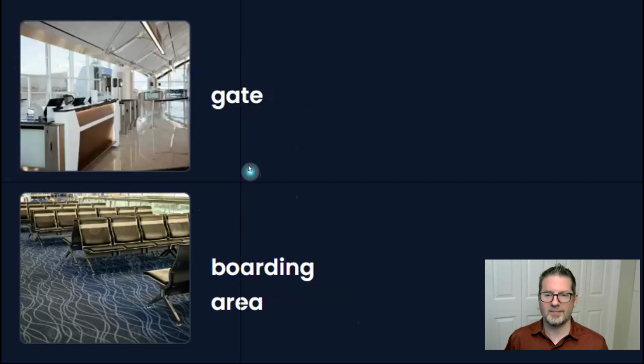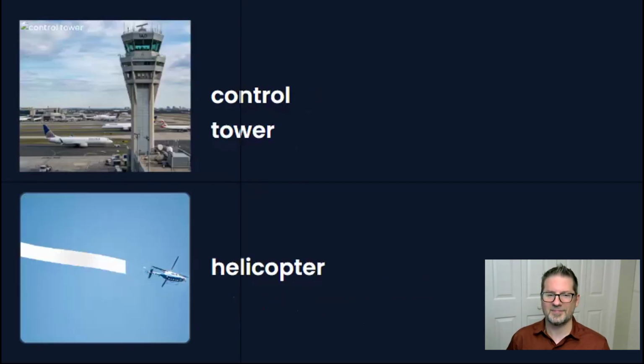Gate. My flight is at gate 7. Boarding area. Wait for your flight at the boarding area. Control tower. The flights are guided by the officers in the control tower.